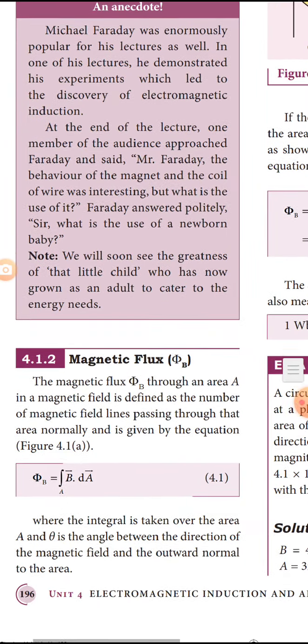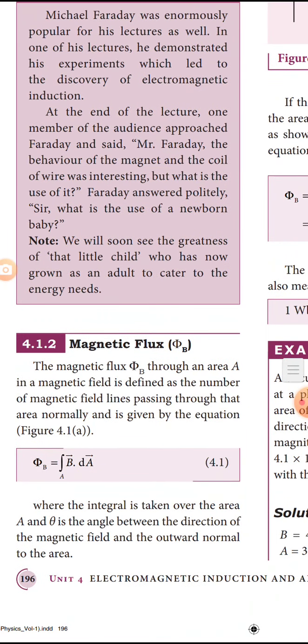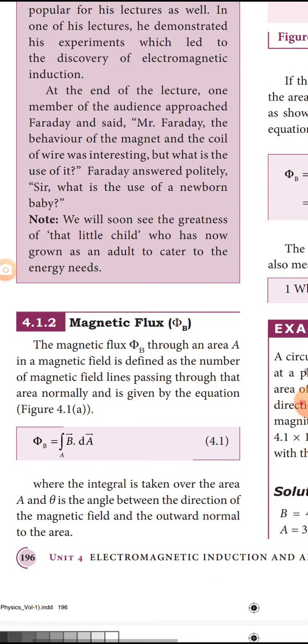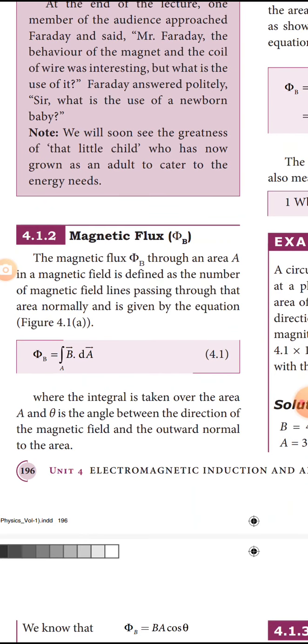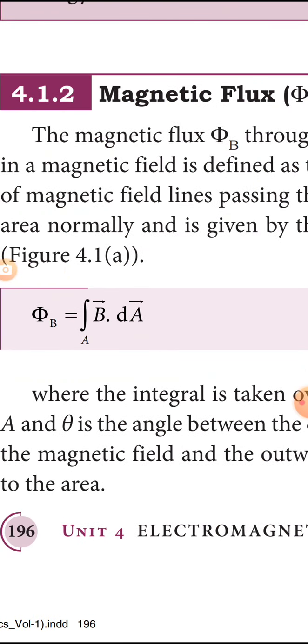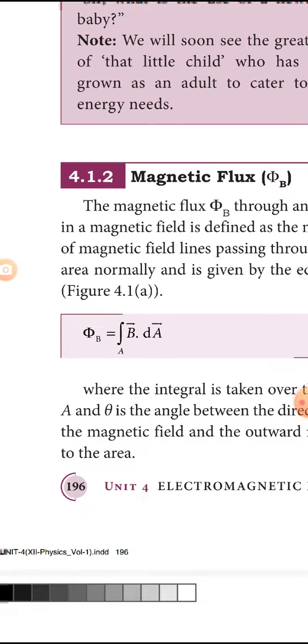Then magnetic flux. Magnetic flux has the same definition as electric flux, that is the number of magnetic field lines passing through that area normally, and is given by the equation phi. You have to write phi B is equal to the integral over the area of B vector dot dA vector.